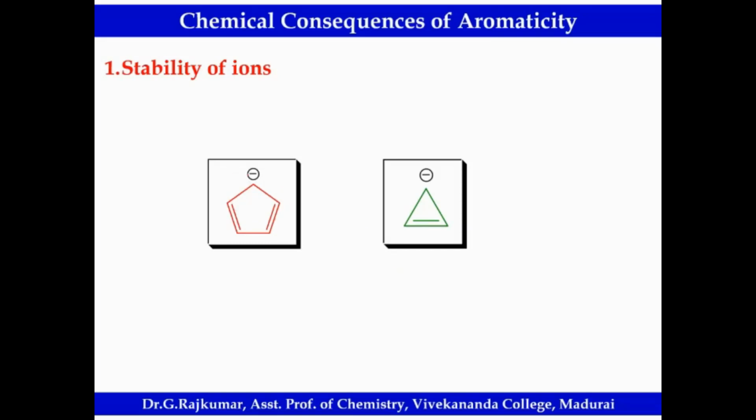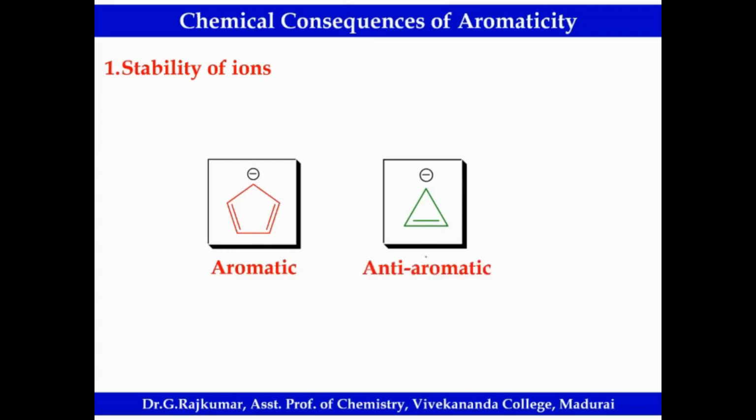So the cyclopentadienyl anion, 6 pi electrons are there. 4n plus 2 is equal to 6. 4n equal to 6 minus 2, 4. N value will be 1. This compound is aromatic. This is a cyclopropenyl anion, 4 pi electrons. This compound is anti-aromatic.